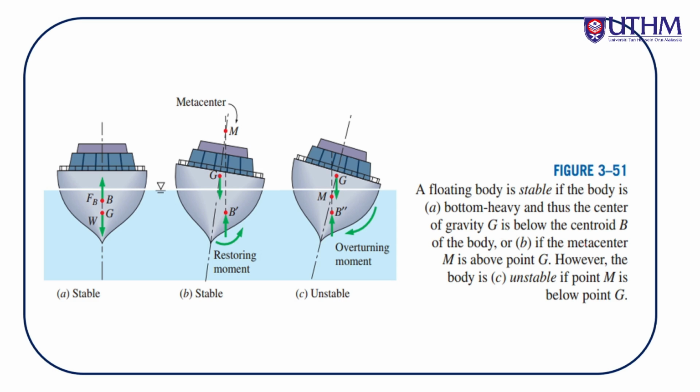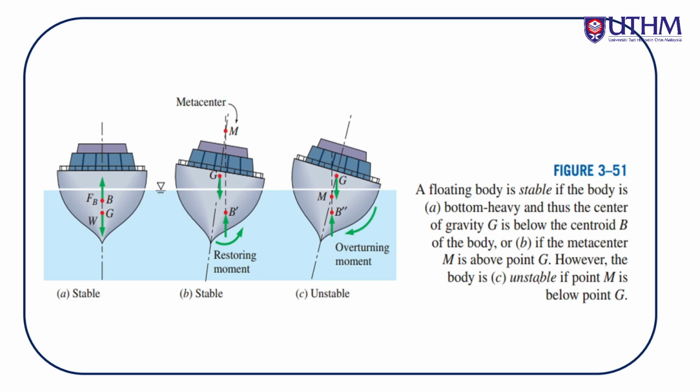B pula. If the meta center M is above the point G, dia berada dalam keadaan stabil. Sebab kalau kita tengok dekat buoyant punya intersection dengan center of gravity, kita nampak meta center dia berada di atas center of gravity. So, dia akan produce restoring couple. Sama juga macam rajah tadi. Thus, the ship is said to be in stable position, stable equilibrium.